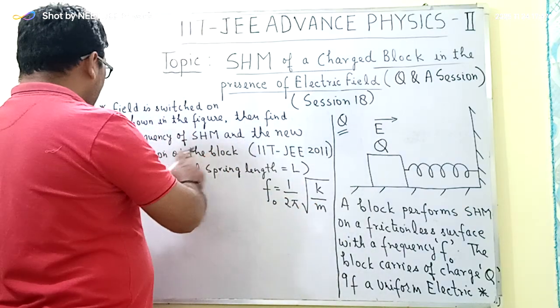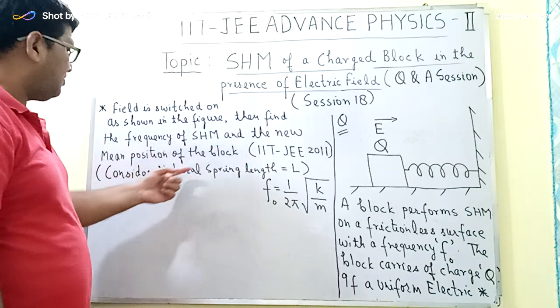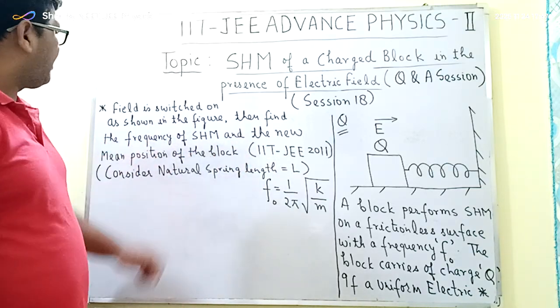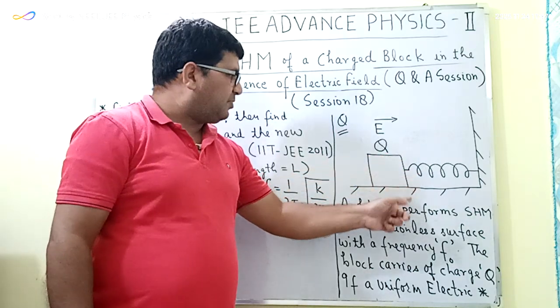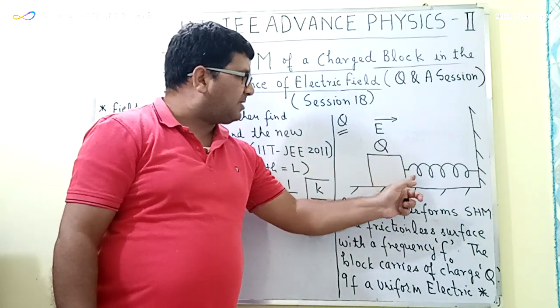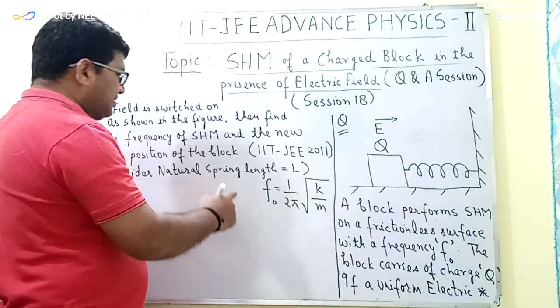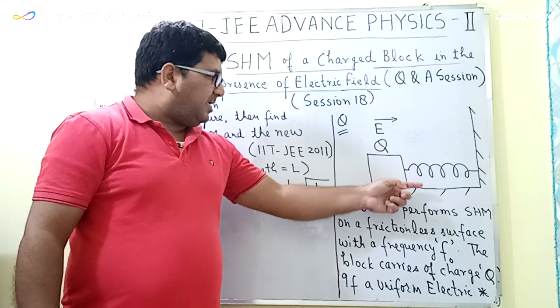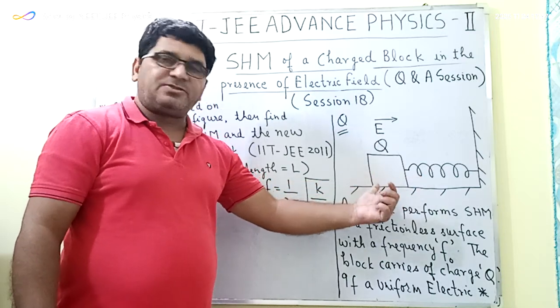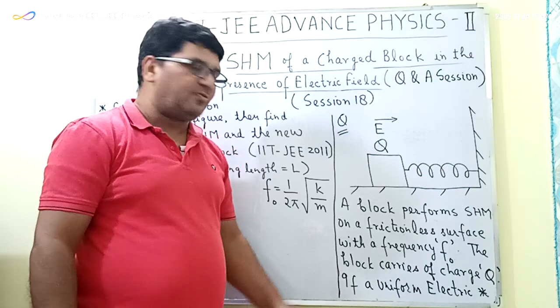Now let's come to the second part of this question, that is, we have to find the mean position of the block when the electric field is switched on. When the electric field is not switched on, the mean position of the block will be equal to the natural length of this spring, L. And when the field is not switched on, this block is not being subjected to any external force.